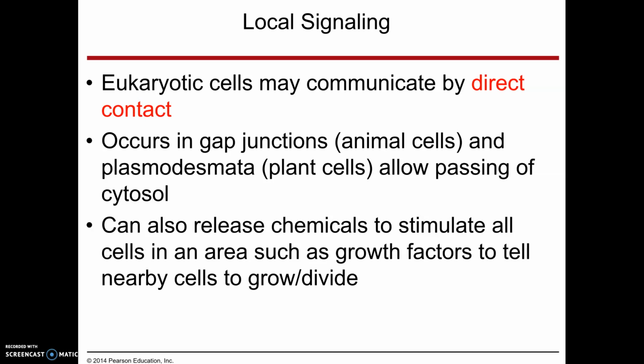Gap junctions we've already talked about, and plasmodesmata in plant cells, literally connect one cell to another, and cytoplasm can freely flow between them. Additionally, we can have a situation where a cell releases chemicals to stimulate all cells in a particular area, such as growth factors.